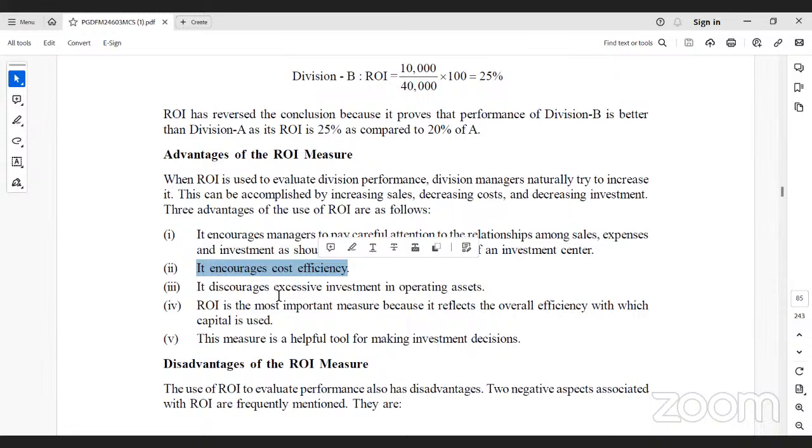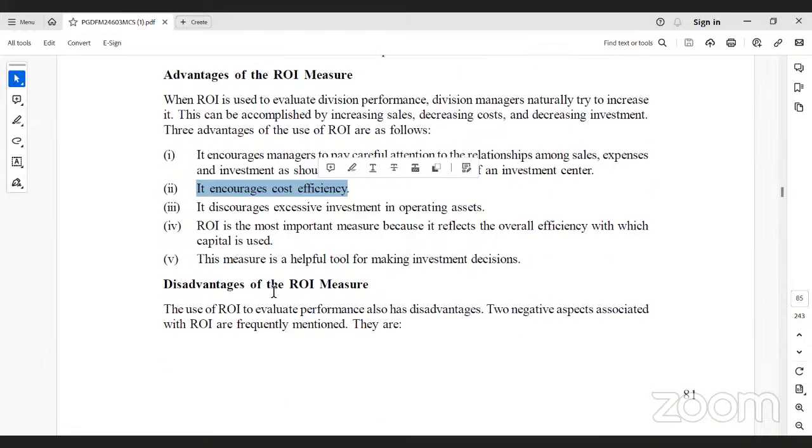ROI is the most important measure because it reflects the overall performance with which capital is used. This measure is helpful for taking various long-term as well as short-term investment decisions. It helps the manager very effectively. At the same time, there are some disadvantages of the ROI measure in evaluating the investment center. Let us see these.